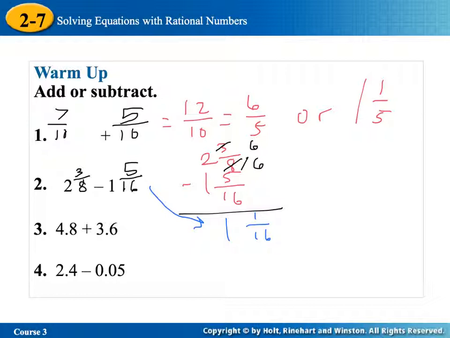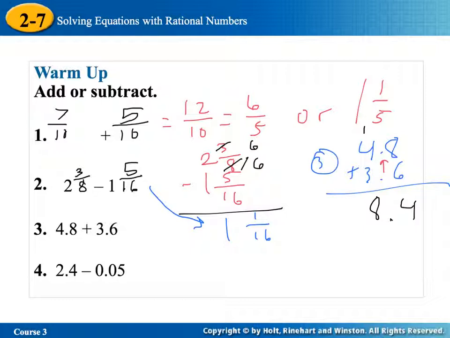Number 3, I'm going to move over right to the right here. Number 3 is going to be 4.8 plus 3.6. Notice I put them both on top of each other. I lined up my decimals, and you line up your decimals. Now I just add. 8 plus 6 is 14. Carry the 1. 1 plus 4 plus 3 is 8. My decimal goes here, and I'm done. 8.4.